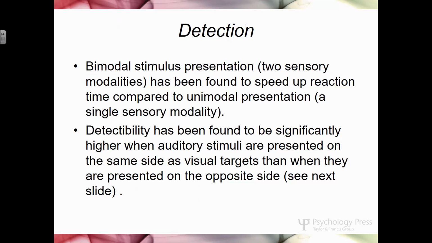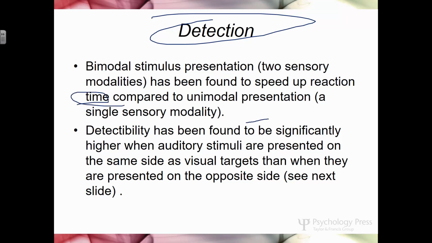All right, so let's think about detection a little bit. Bimodal stimulus, what do we mean by bimodal? Two sensory modalities. It seems to speed up reaction time. If I present you a visual and an auditory stimulus, you seem to be able to detect that faster than if I just present either one alone. Detectability, whether or not you can determine if something is present, seems to be higher if there's an auditory stimulus presented on the same side as a visual target.